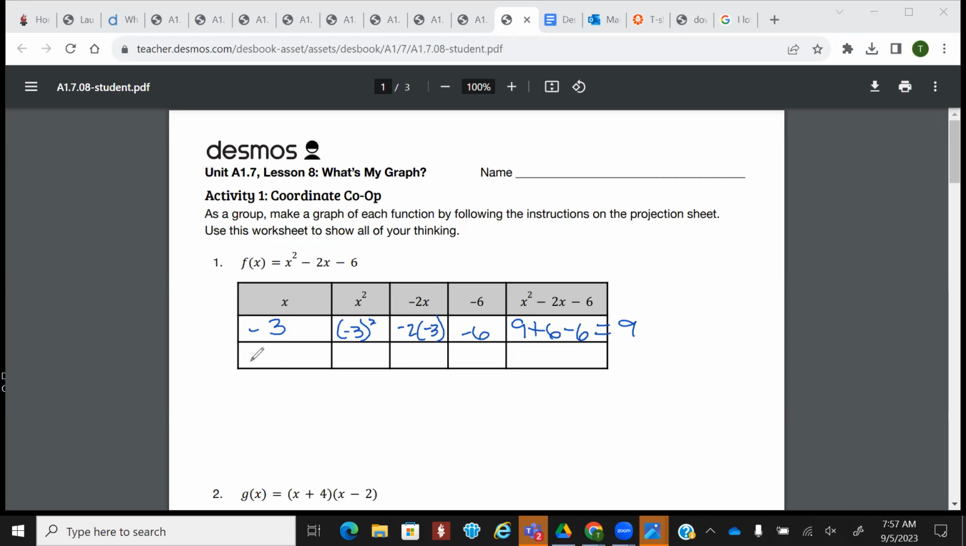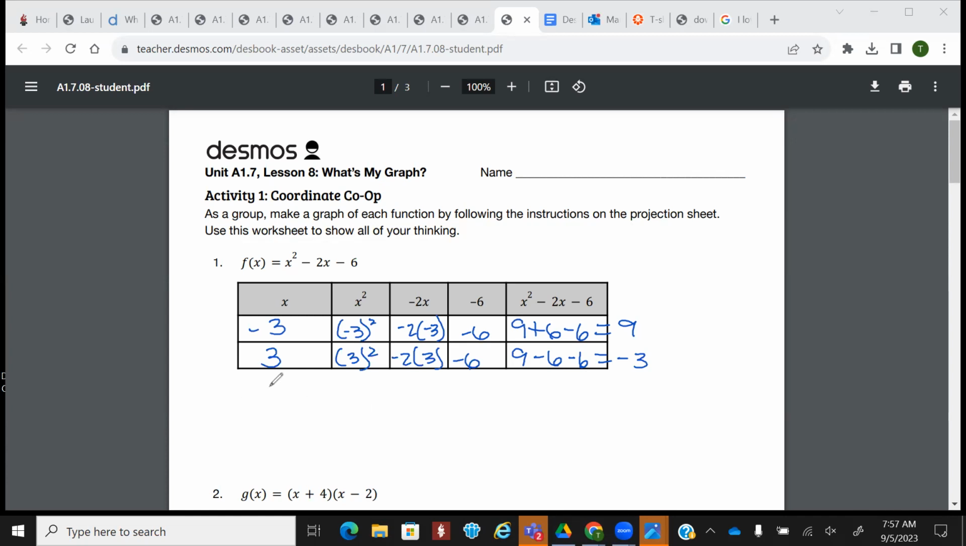Okay. What's another x value that you can plug in there? 3. Why is it 3? Okay. If I plugged in 3 into this equation, this would have given you 9 minus 6 minus 6. And that would have given us 9 minus 12, which is -3. What's another x value that you had?